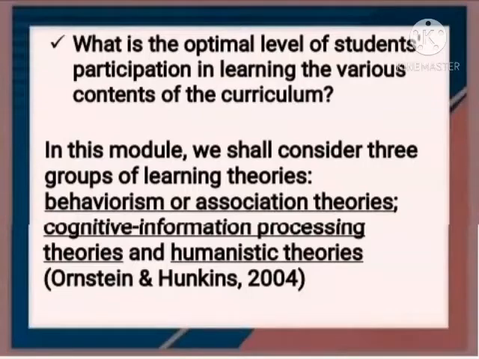So in this module, we shall consider three groups of learning theories. Number one is behaviorism or association. Number two, cognitive information processing theories. And number three is humanistic theories. And that is according to Ornstein and Hankins 2004.